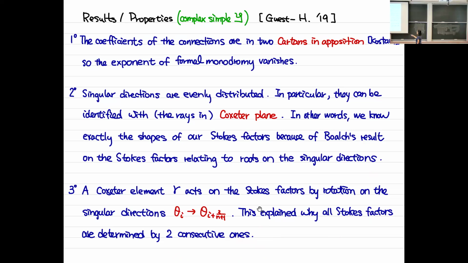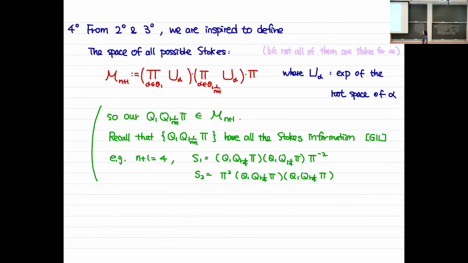Inspired by this 2 result, we defined this space of all possible Stokes. That's the curly M_{n+1}. This is the product of the exponential of the root space of alpha, so all the roots on the first singular direction, and here all the roots on the second singular direction. You look at the root spaces of them, then the exponential, and then you take the product. And then you have this pi, which is the Coxeter element, the group representation of that.